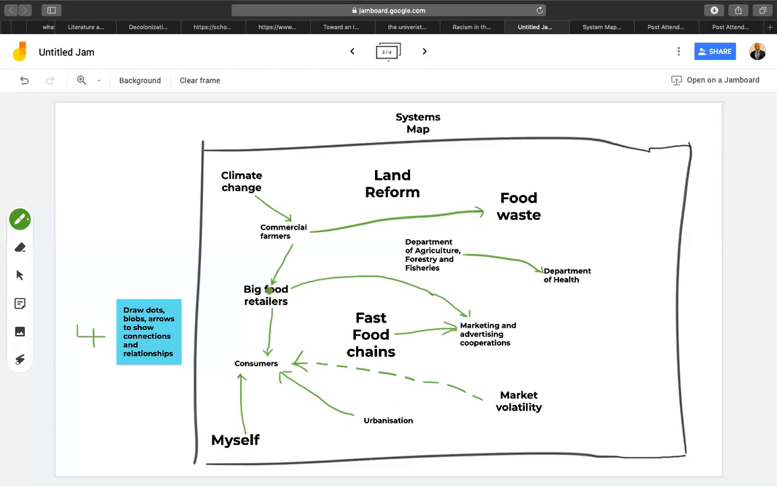And the consumers seem to be influenced by big food retailers, or there's a sort of relationship between the retailers and consumers. So here you begin to map connections and relationships. And from my map here, what is getting visible to me is the types of relationships that I need to influence, or the people that I need to work with if I am to solve for food security in South Africa.